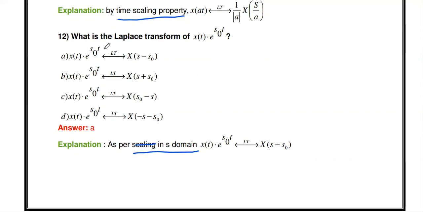X of t e power s naught t gives the answer X of s minus s naught. Similarly, if x of t is multiplied with e power minus s naught t, the answer is X of s plus s naught. Okay, so the thing is shifted to the left side.